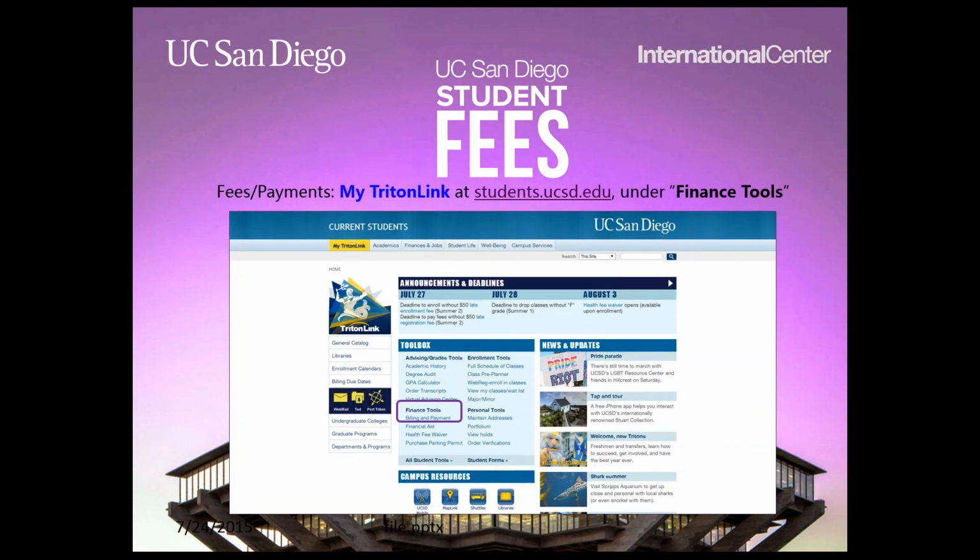Remember, the UC San Diego cashier's office does not accept credit cards, but they do accept cash, money, personal and international checks, and money orders in addition to other forms of payment. Check the billing and payments information above. If you are being funded by your department, please check with your department regarding financial disbursements.